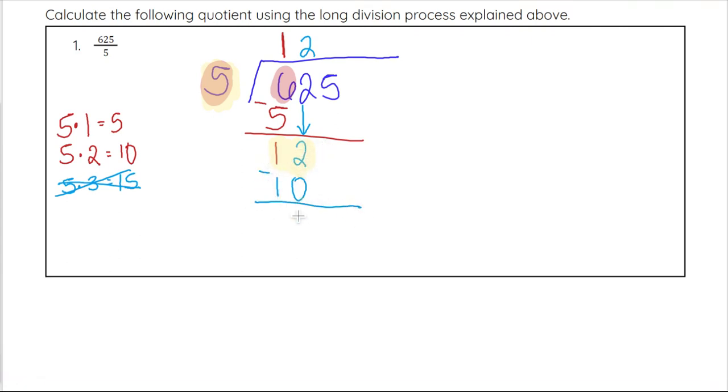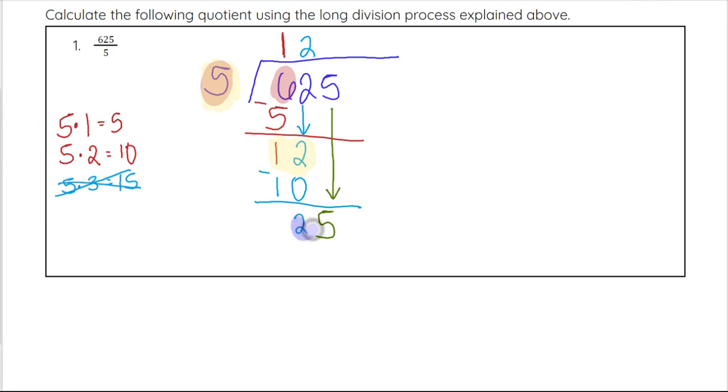You can do 2 minus 0 and get 2, and then 1 minus 1 and get 0, which we don't really need to put there. Either way is fine. Again, we took as much as we can out of it because we're left with a number smaller than our divisor. So then we can go ahead and bring down that next digit from our original dividend. So we bring down the 5, and now we're looking at 25.